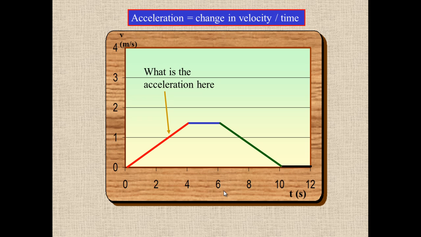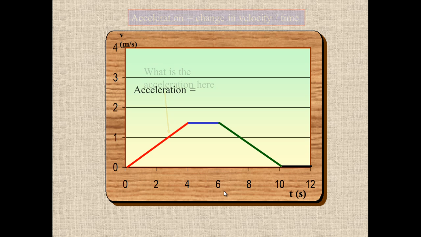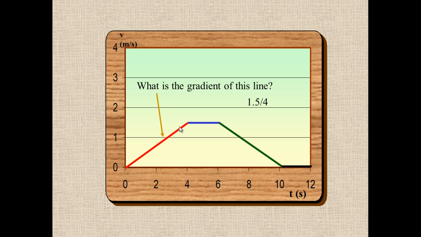If you remember back from last time, we were able to calculate the acceleration. The acceleration is the change in velocity over the time. If we were looking at this value here, you have a change in velocity. It's gone from 0 through to 1.5, so the change in velocity would be 1.5, and it's taken 4 seconds to do that. So in this case our acceleration will be 0.375, and that will be meters per second squared.